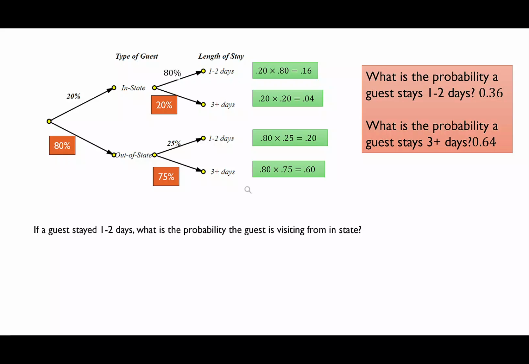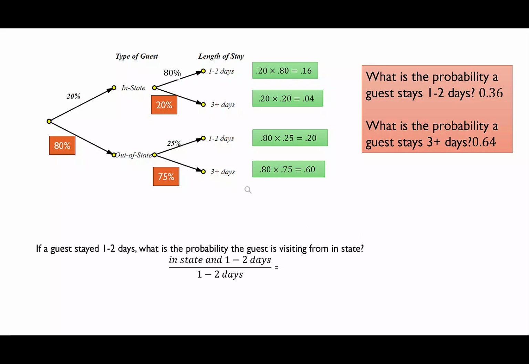Now we can move on to some conditional probabilities. We'll start with if a guest stayed 1 to 2 nights, what's the probability the guest is visiting from in-state? To figure this out, we need to look at the probability that a guest was in-state and stayed 1 to 2 nights and divide by the probability that the guest stayed 1 to 2 nights.